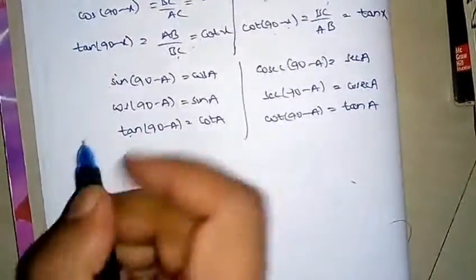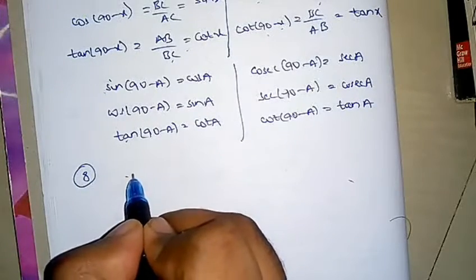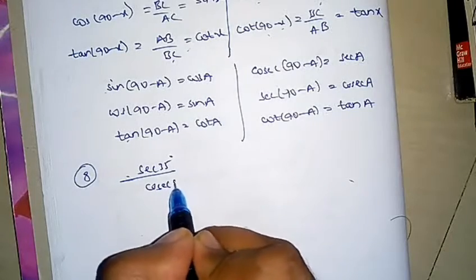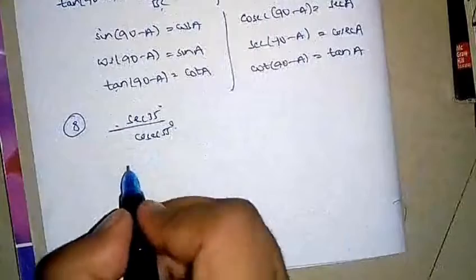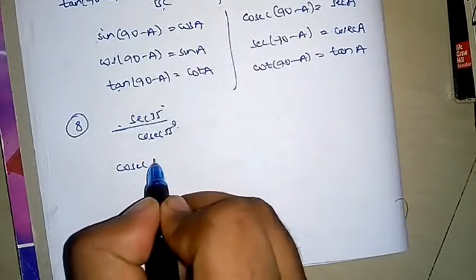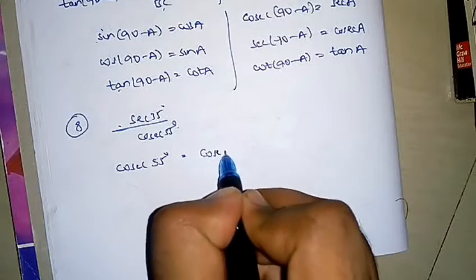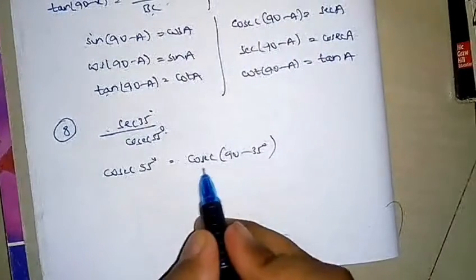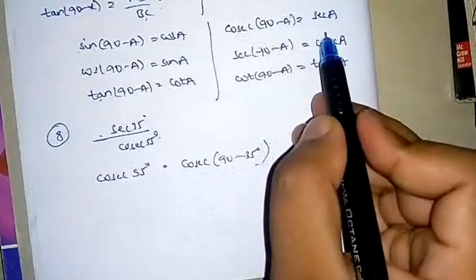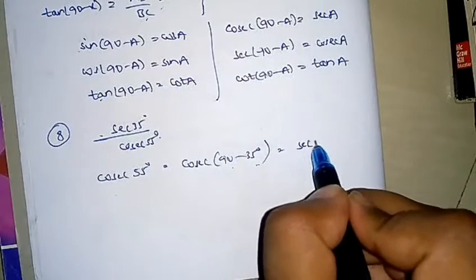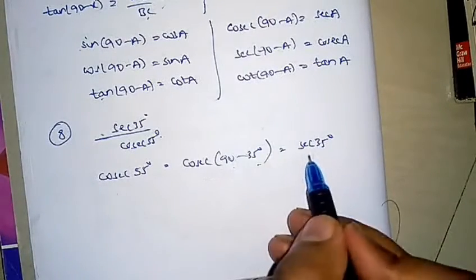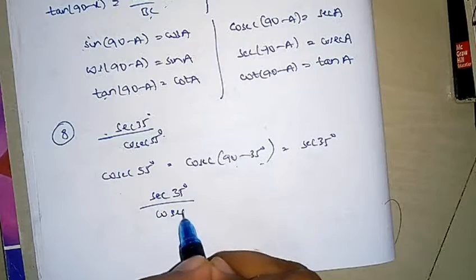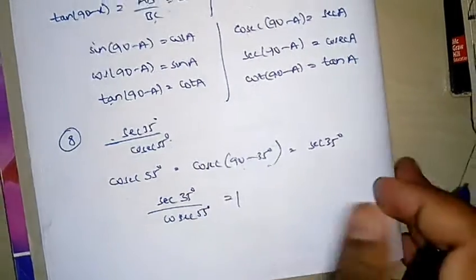Now let's start solving examples. Example 8. Evaluate secant 35 degrees by cosecant 55 degrees. So one thing you have to know is cosecant 55 degrees can be written as cosecant 90 minus 35 degrees. You know that cosecant 90 minus theta is secant theta, which is equal to secant 35. So cosecant 55 is equal to secant 35. Therefore secant 35 degrees by cosecant 55 degrees is equal to 1.